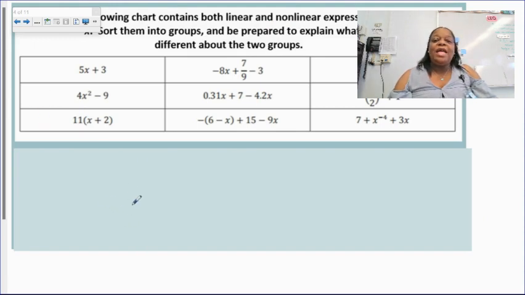All right, so the following here is we have some examples of linear and nonlinear expressions. See if you can group them, and tell me what you see as the difference in them.